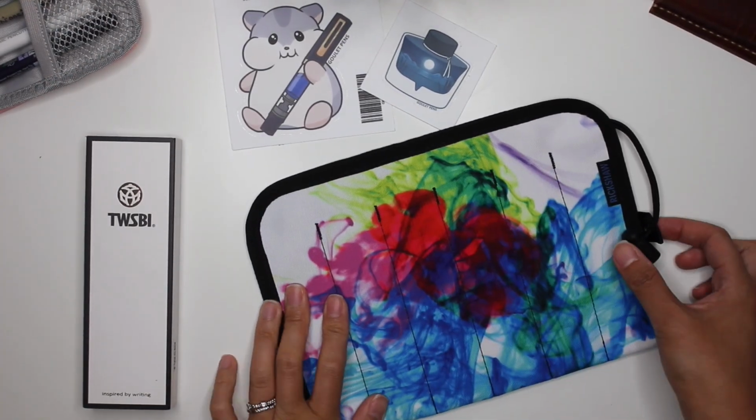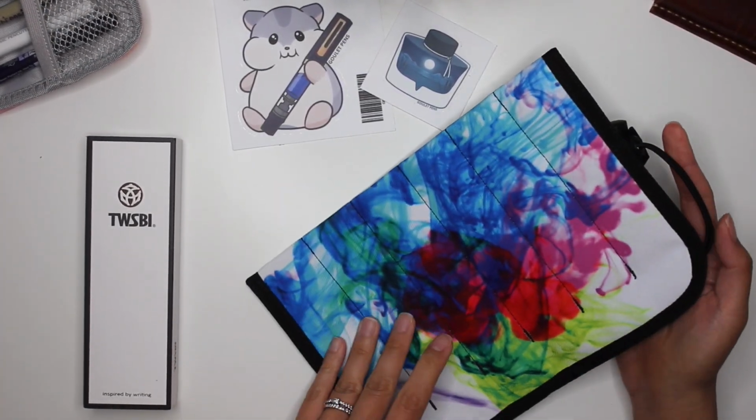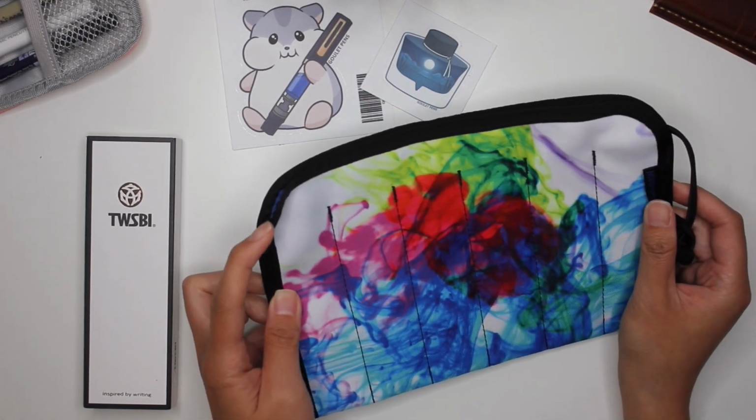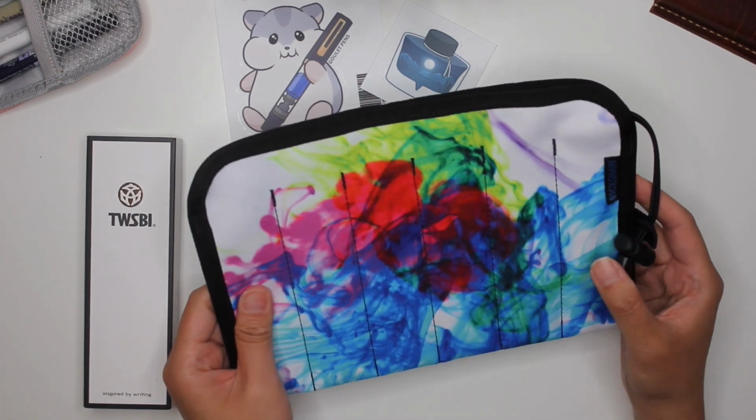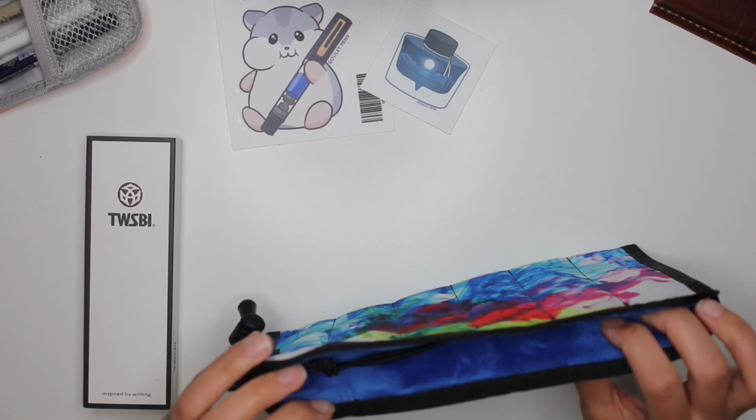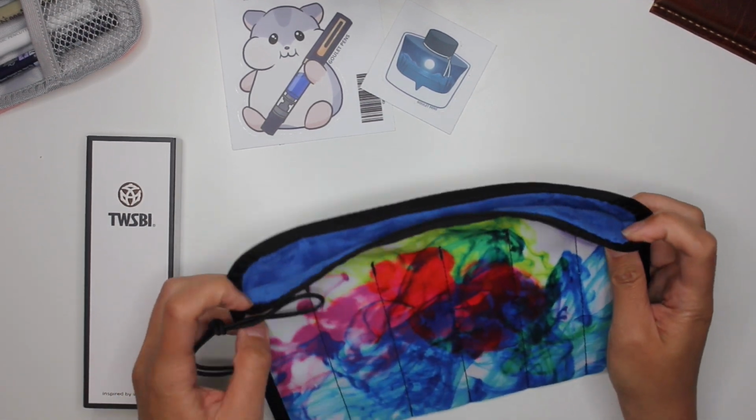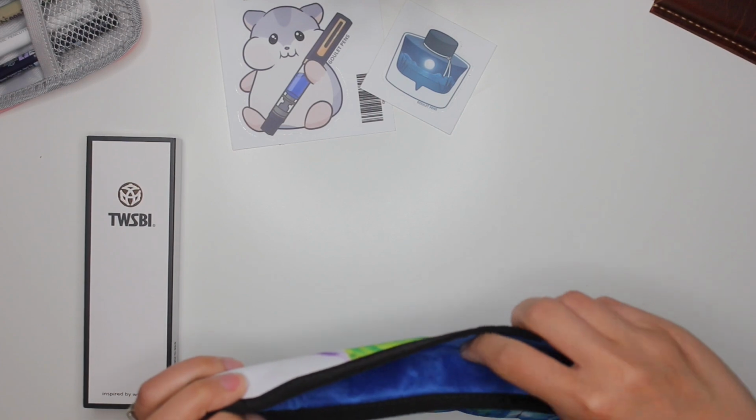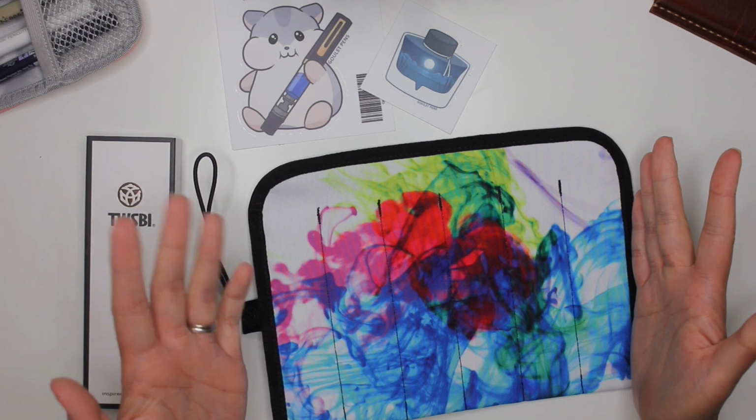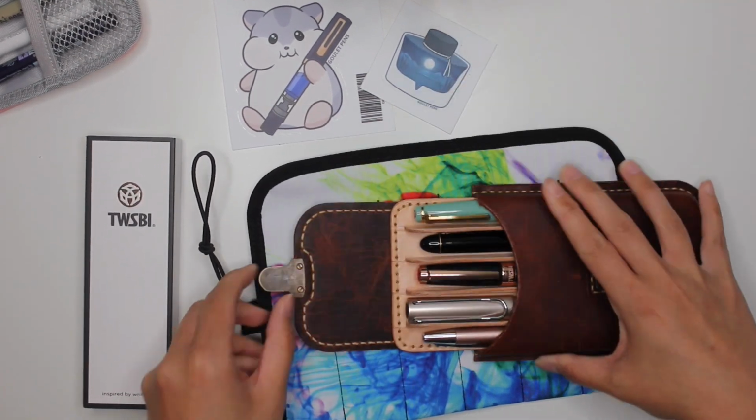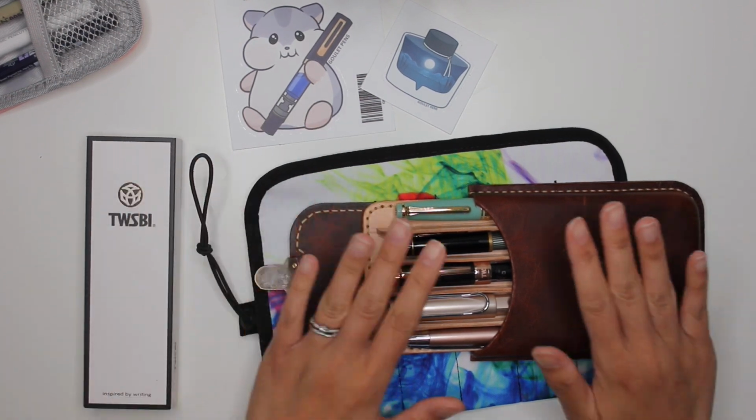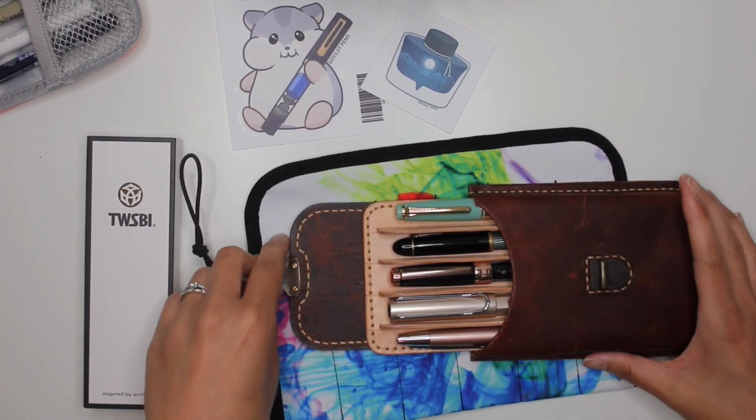This first item here I have been looking at for absolute ages. This is the Inky Rainbow 6-pen roll from Rickshaw. I had been looking at this for quite some time, seeing so many videos about putting my pens in here. The main reason that I wanted to get it was because I wanted something that I could easily travel with in terms of my pens. While I do love this old school pen case for the pens that I have currently inked, it's not something that I think would be very practical for traveling.